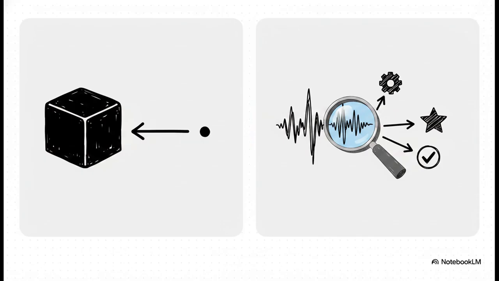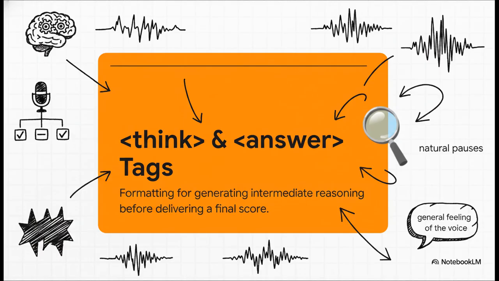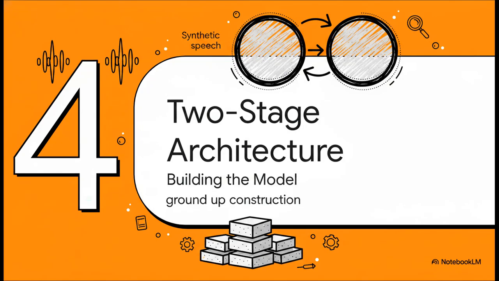But you're probably wondering, how does it actually do this? Well, it pulls this off through a really clever structural formatting trick, using XML-style tags. Basically, UniSRM is trained to generate its intermediate reasoning inside a pair of think tags. Inside these tags, the model explicitly has to describe things like noise, distortion, any unnatural pauses, and just the general feeling of the voice. This all culminates in a natural language description. And here's the kicker. Only after it has generated this entire reasoning trace is it actually allowed to output the final structured score inside an answer tag. By forcing the generation of these textual rationales, the AI takes abstract audio concepts and grounds them into tangible, highly interpretable text. It's brilliant.